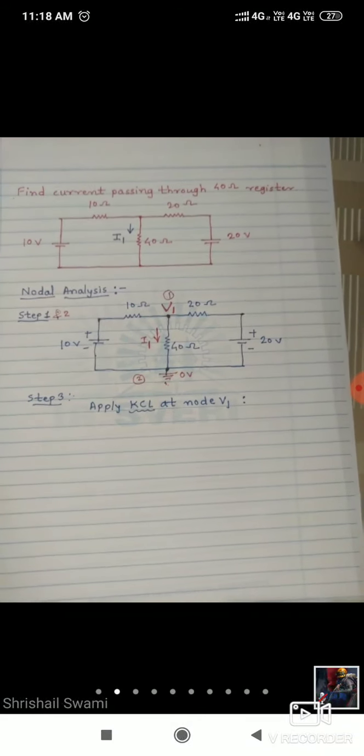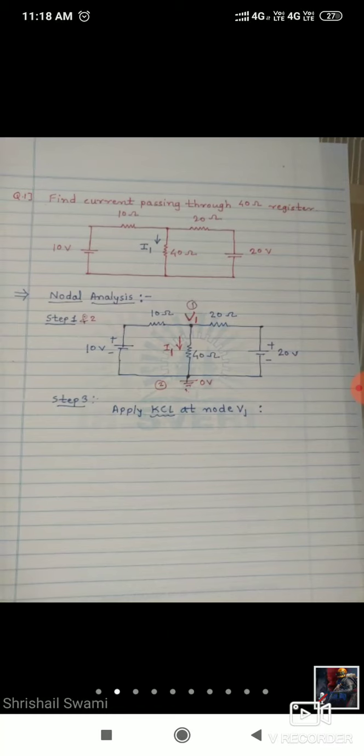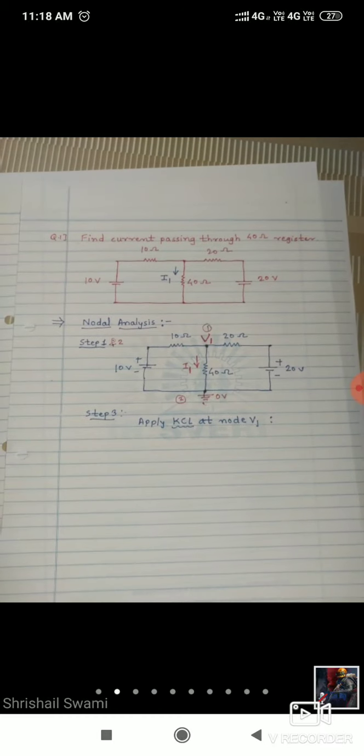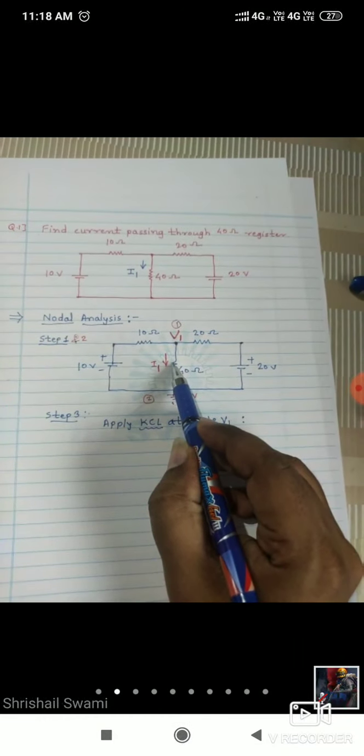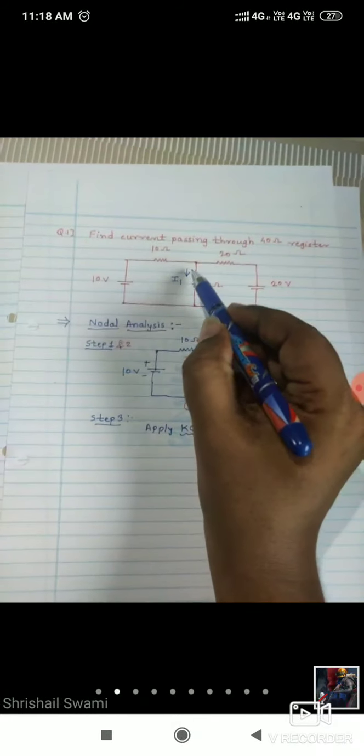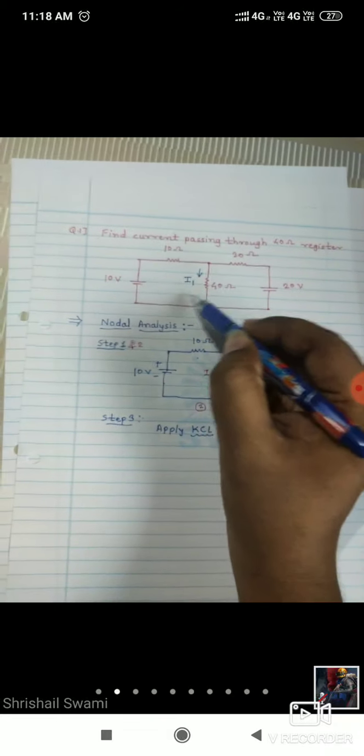To apply KCL, what do we need? We need to write the equation for KCL. For that we need all the current values, we need all the directions of currents. So whatever branches are connected at V1, we must know those branch current directions. How to find out here? The direction is not known for these. Sometimes they give these or not.